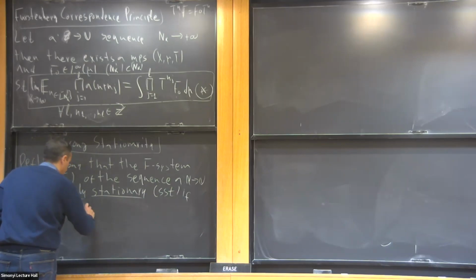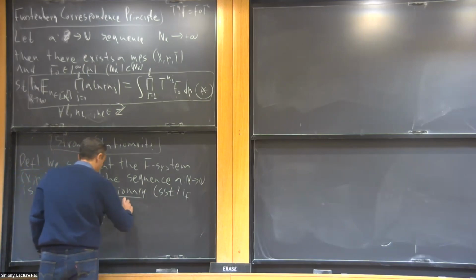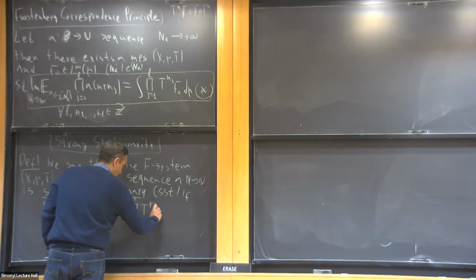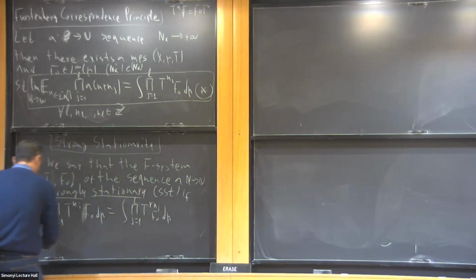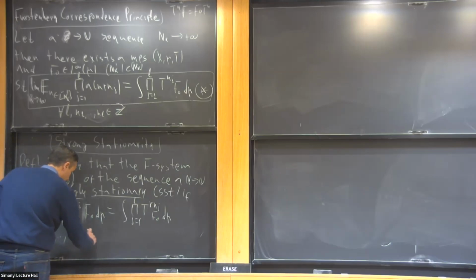This F0 is equal to... and the quantifiers go as follows. This holds for every L and N1 and L in Z.